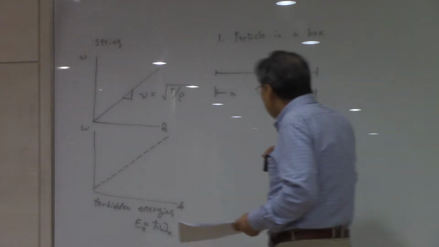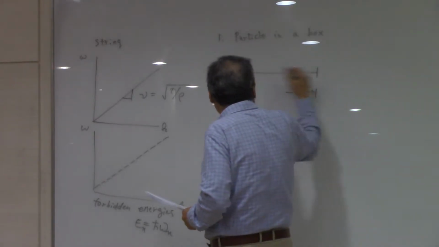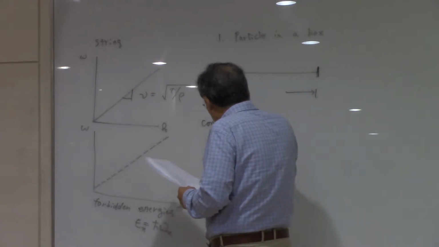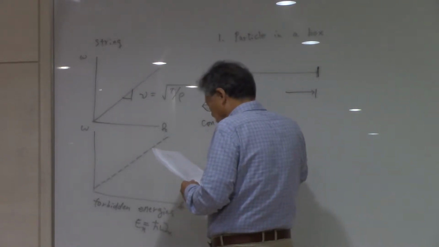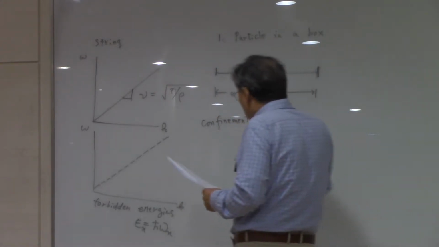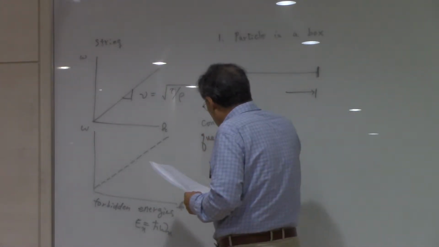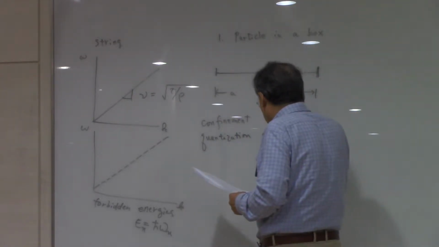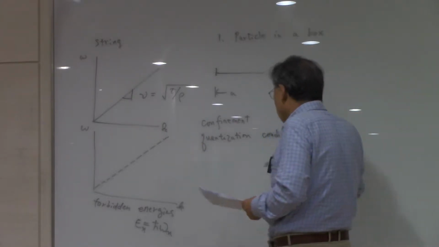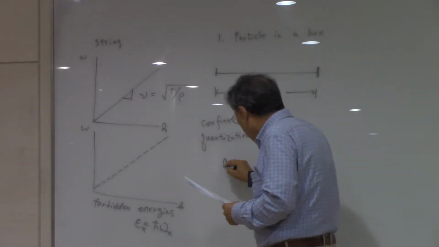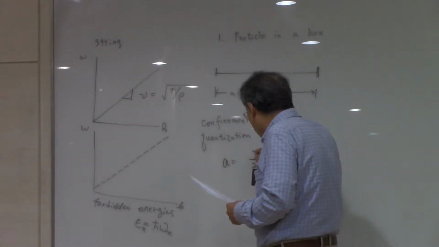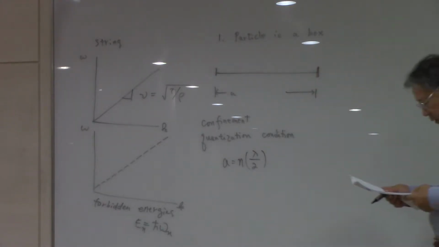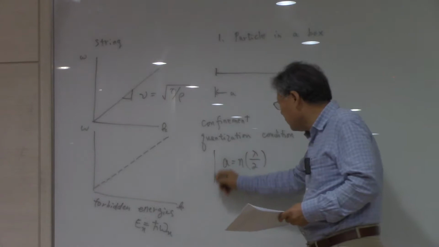Okay. Then, since both ends are fixed, we do have a confinement condition, or quantization condition. Obviously, A should correspond to the half wavelength times integer multiples. It should be something like this, okay?